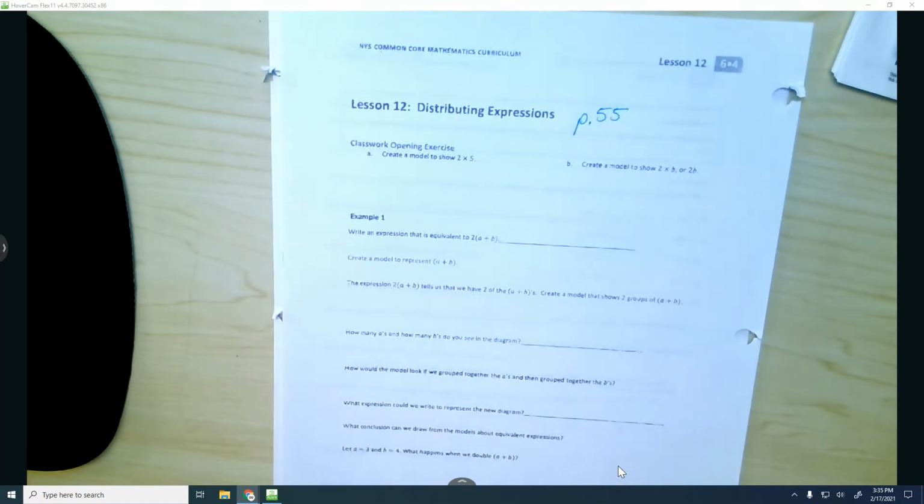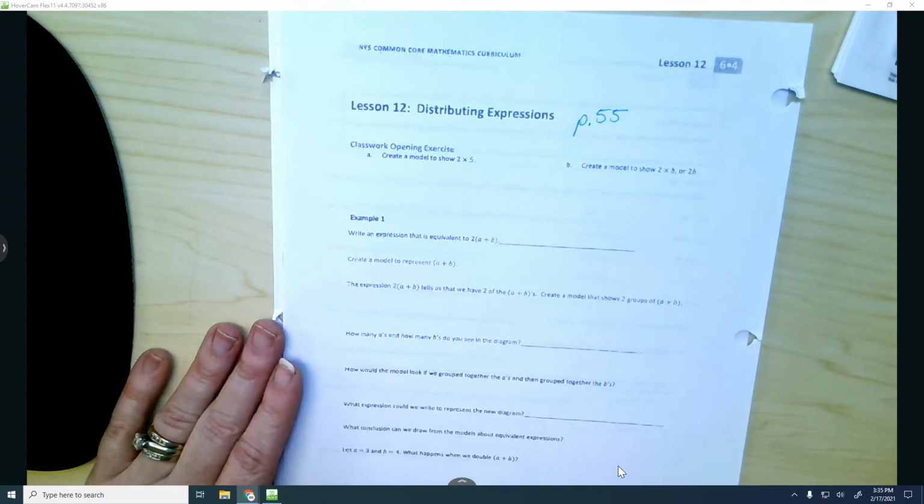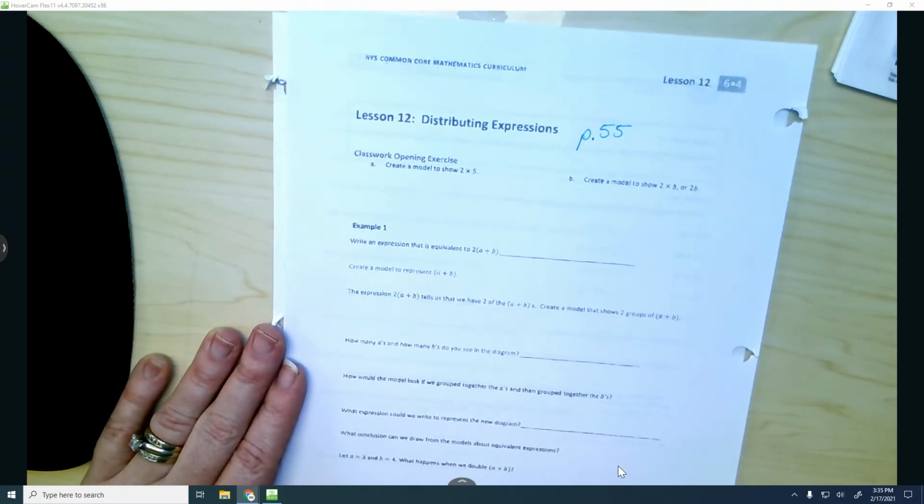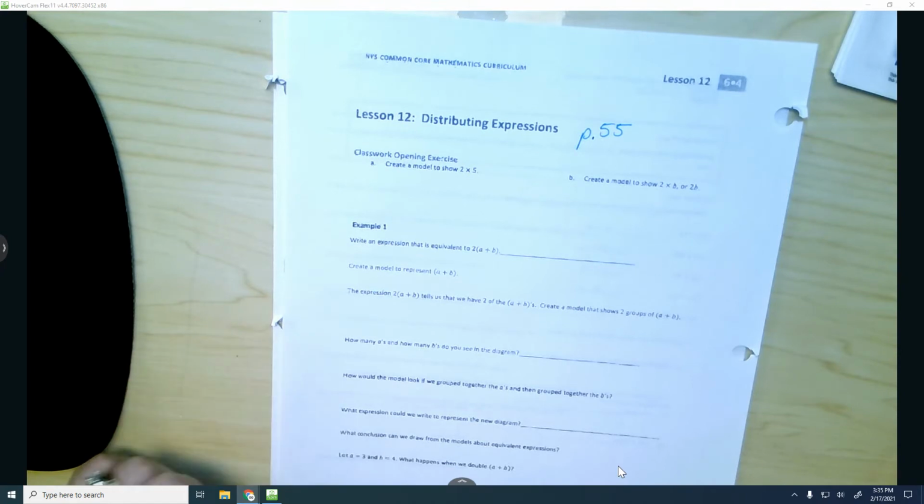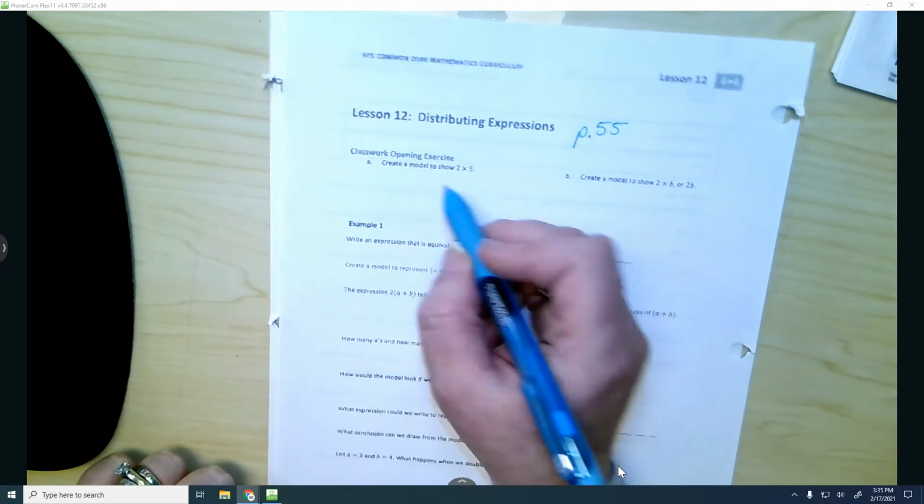Hello students, today we're going to start with Lesson 12, Distributing Expressions on page 55. Please locate Lesson 12, Distributing Expressions. The very first two problems say create a model to show 2 times 5. So we want to show 2 groups of 5.